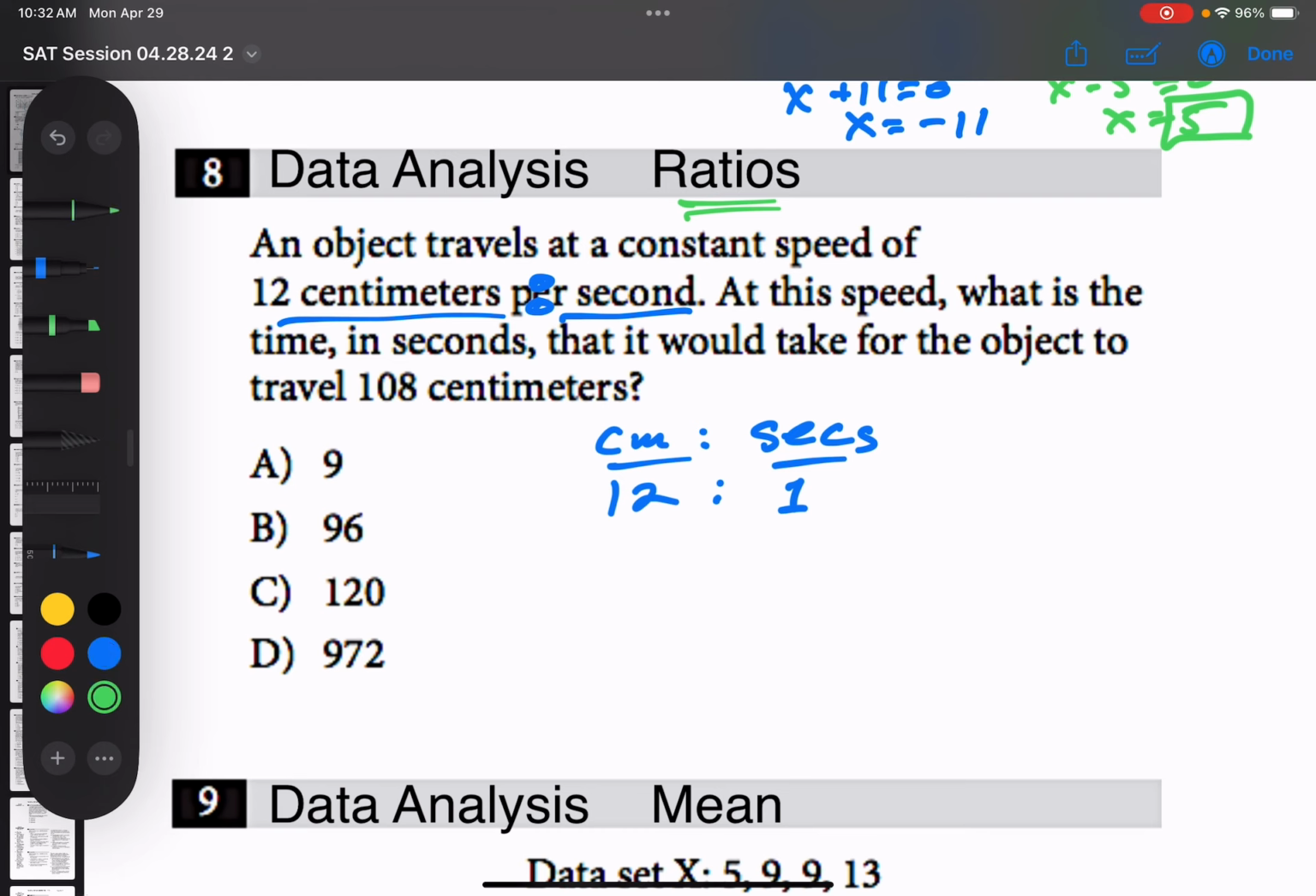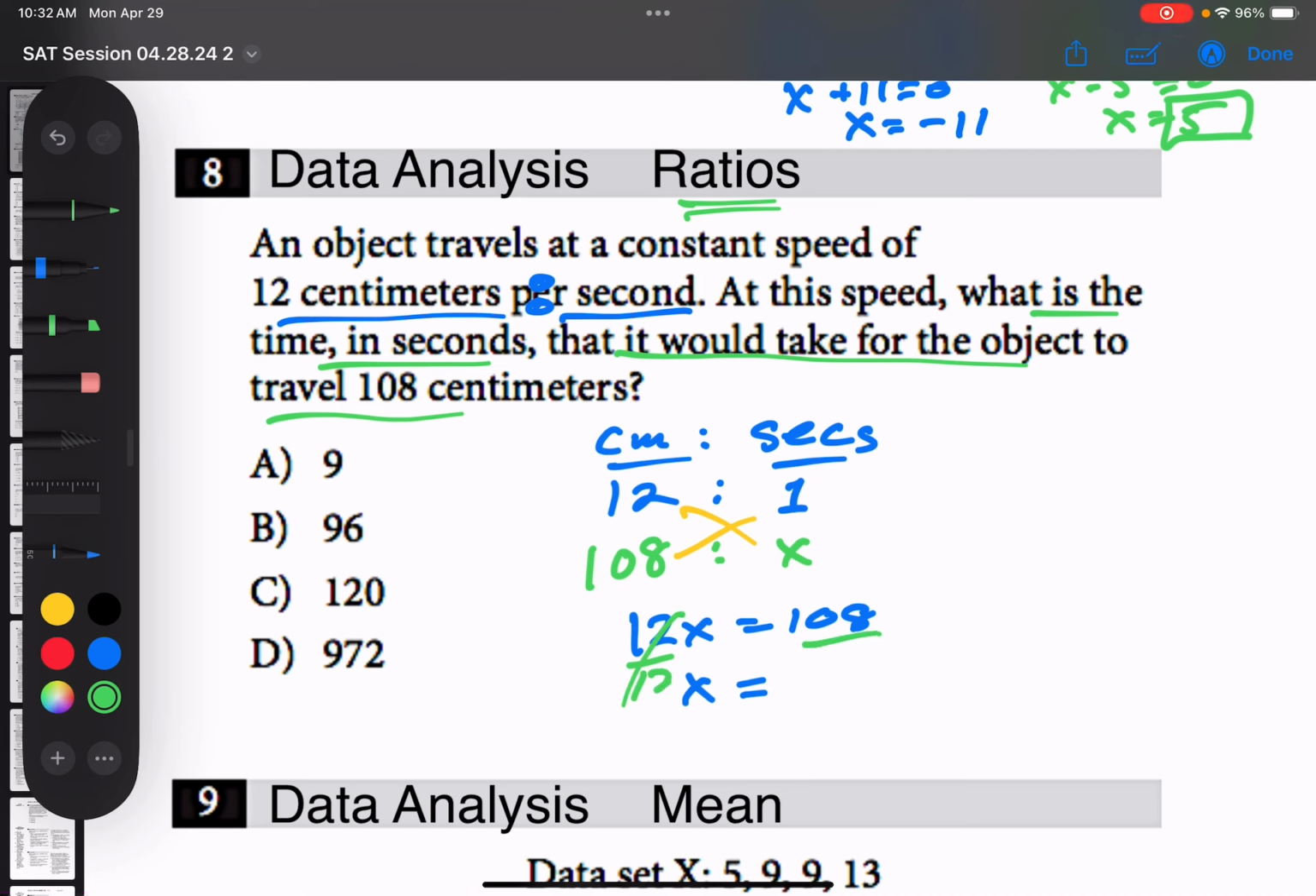Now the rest of the question is asking, at this speed, what is the time in seconds that it would take for the object to travel 108 centimeters? I'll put my 108 down here. How many seconds? I don't know. We could just cross multiply. That would give us 12x is equal to 108. Then to solve for x, we just divide both sides by 12. That would cancel there. What's 108 divided by 12?